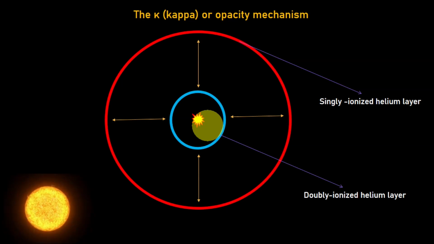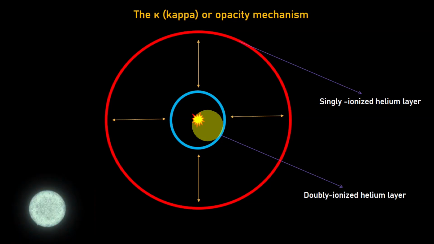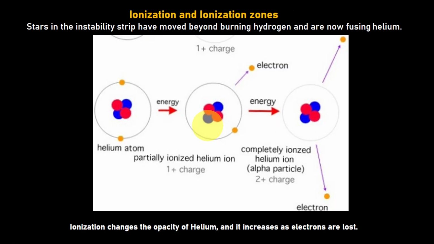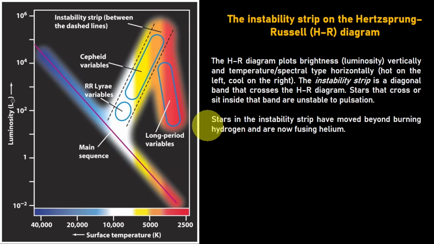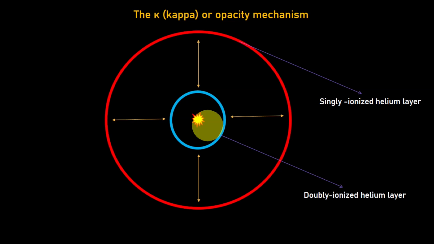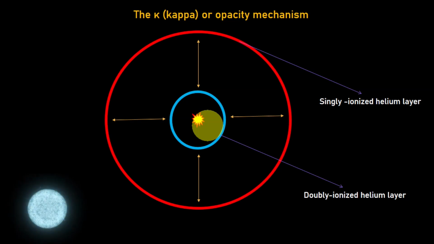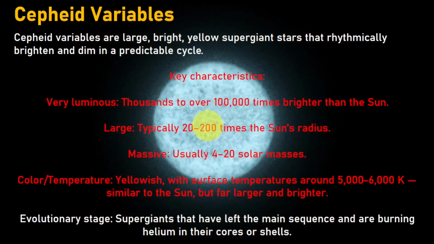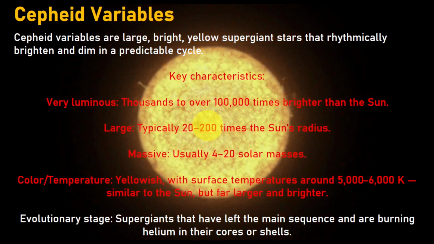So that's the physics behind the variabilities of RR Lyrae stars. Now I've explained the instability strip, and I've understood the instability strip and the coupling mechanism, which is the physics behind the variabilities of Cepheid and RR Lyrae stars. Now let me talk about the Cepheid variable stars.